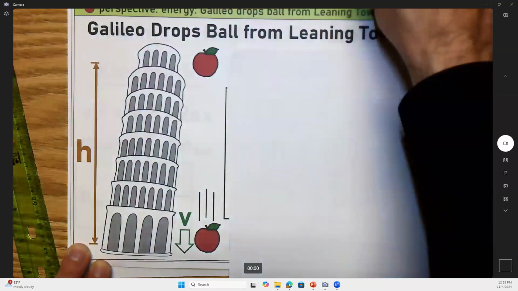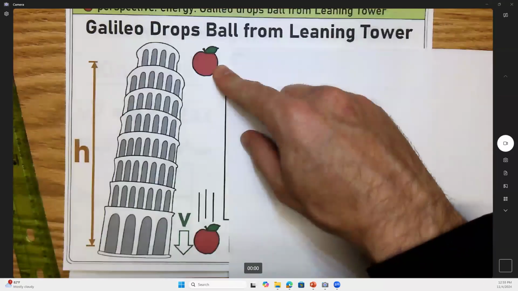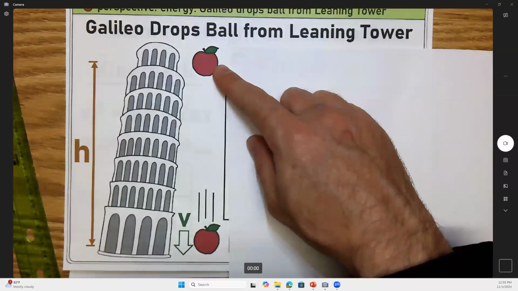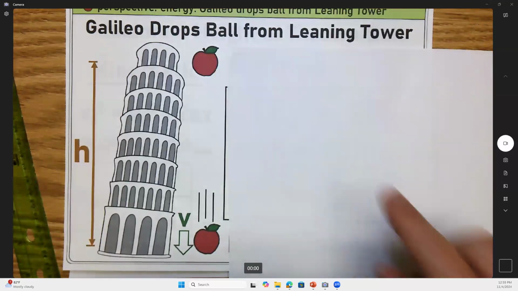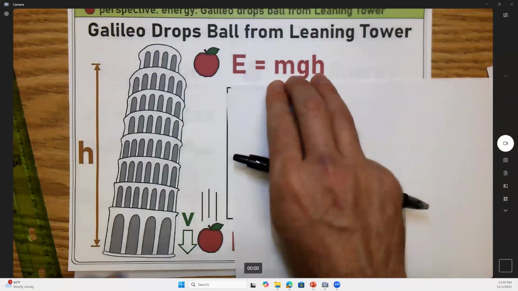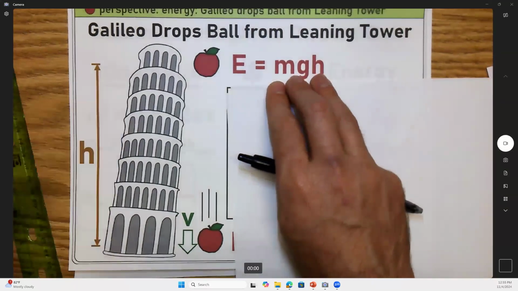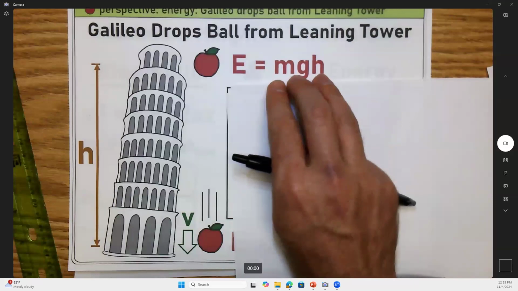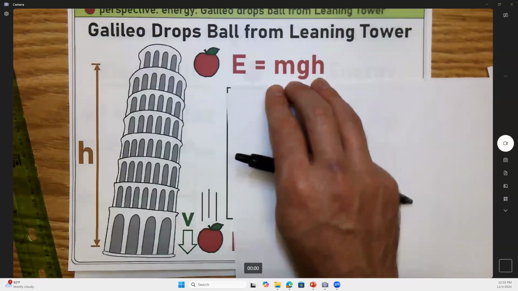Now it has what type of energy at the top? Potential. Yeah, gravitational potential energy. And what's the formula for that? MGH. That's kind of like weight times height, which is the amount of work it took to take it up there in the first place. Now it has all MGH. He's reaching out. He's about to drop it.